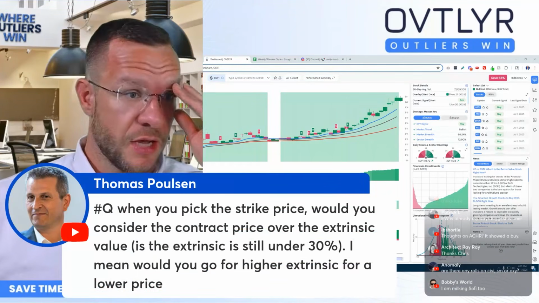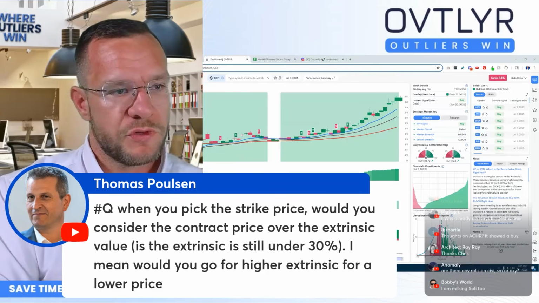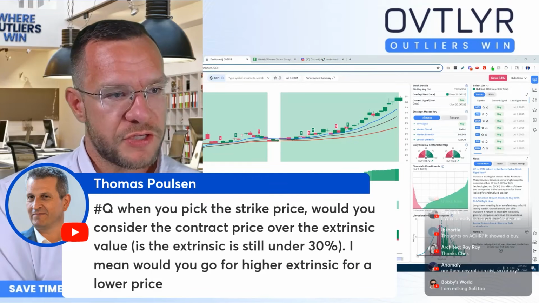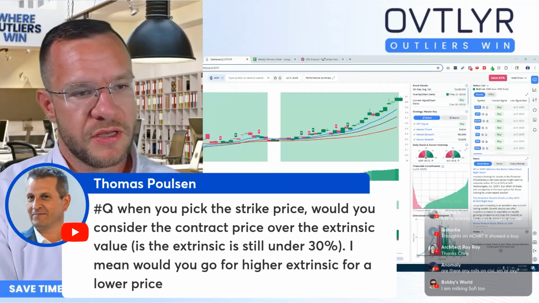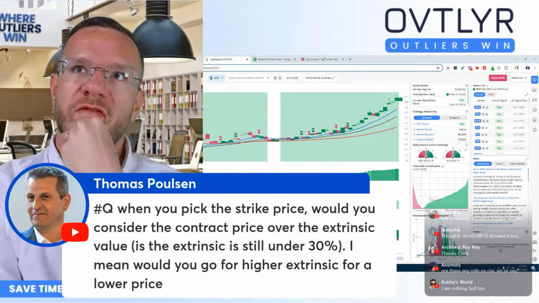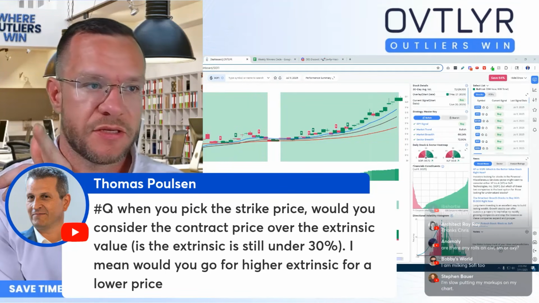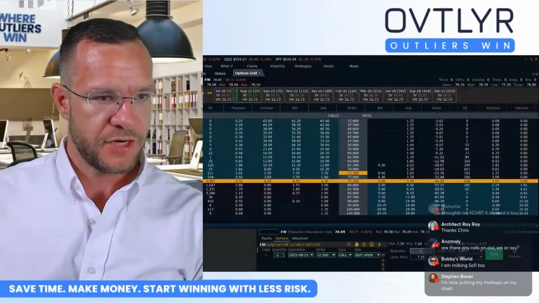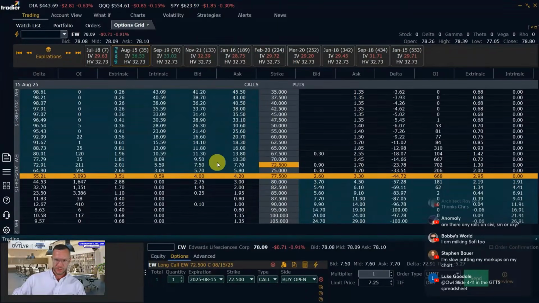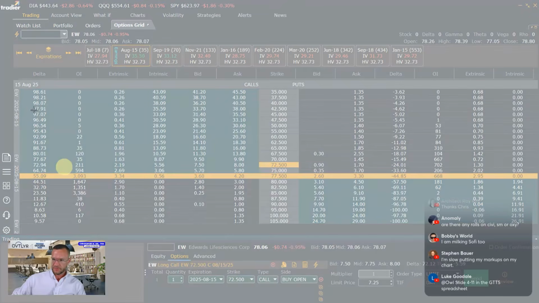Thomas says, when you pick the strike price, would you consider the contract price over the extrinsic value? Is the extrinsic value still under 30%? I mean, would you go for a higher extrinsic for a lower price? Higher extrinsic for lower price. Yes. In fact, let's do that as an example here. Higher extrinsic for a lower price. So let's draw on this real quick, because I think Thomas has a great point.